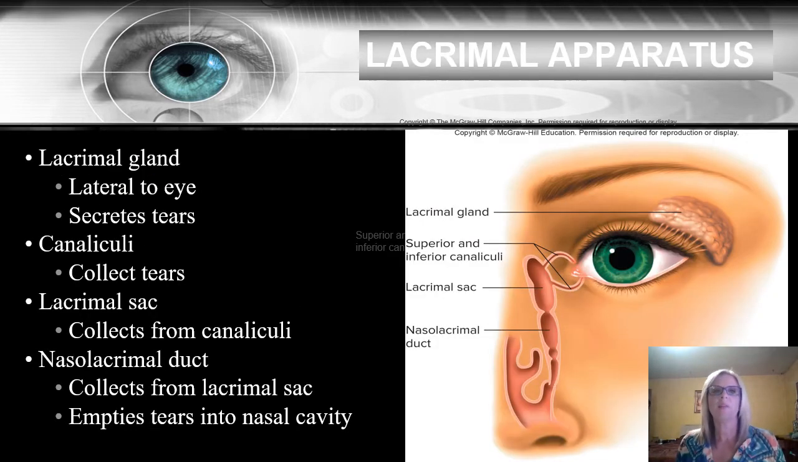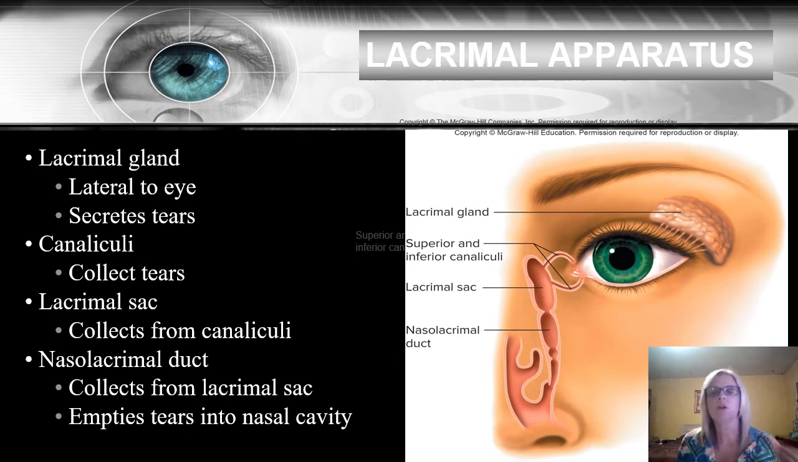Next, we have the lacrimal apparatus. This is what we think of when we talk about tear ducts, all right? So it's a little more complicated than that, but the lacrimal apparatus is made of the lacrimal gland, which secretes tears. There's a series of ducts that carry tears into the nasal cavity. Tears are continuously secreted across the eye. They moisten and lubricate the surface of the eye, and they contain an enzyme called lysozyme, which is antibacterial.